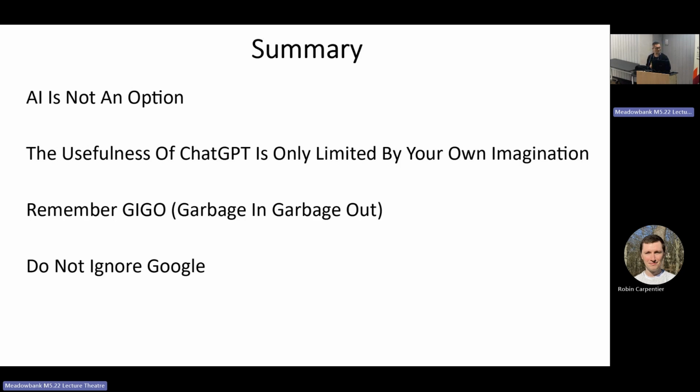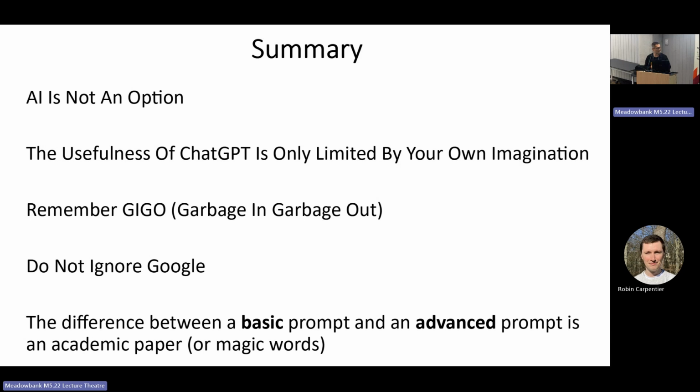Remember, garbage in, garbage out. And of course, do not ignore Google. The difference between a basic prompt and an advanced prompt is an academic paper, because every single advanced prompt I've come across all started with an academic paper. They use magic words in their paper to prove, or to try to prove, that by using the magic words, you can get better output from prompt engineering.